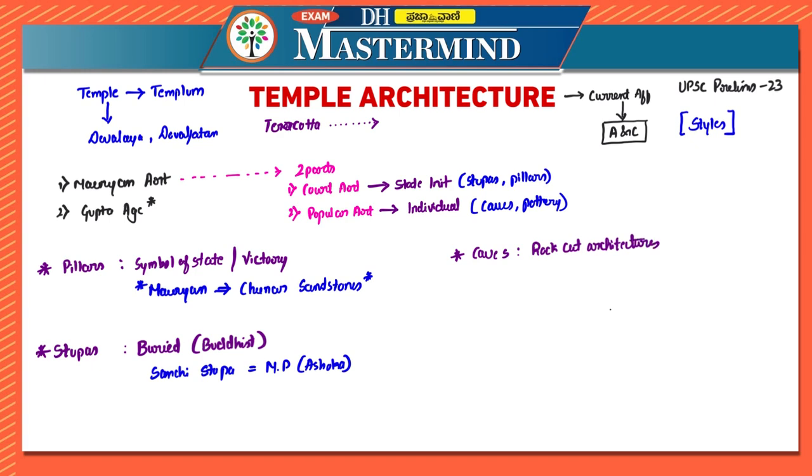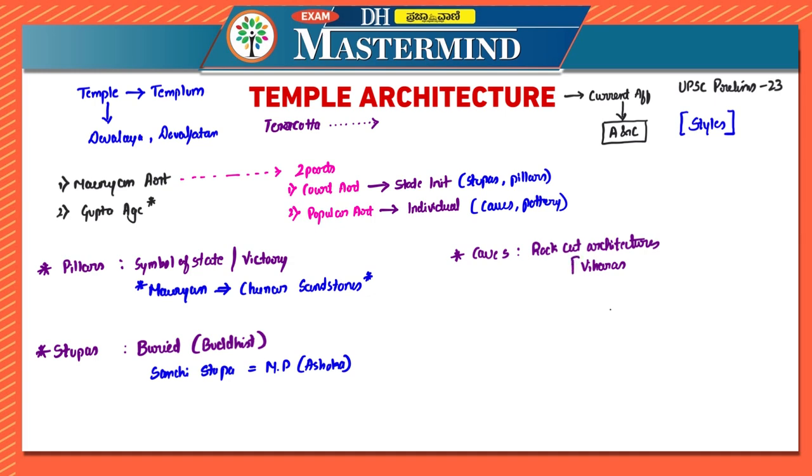So there were various features which were added by Mauryas. That is, they were polishing the caves inside, and then the gateways were very much artistic. For example, you can see Barabar caves, etc. Basically, in the Mauryan age, caves were used as viharas.